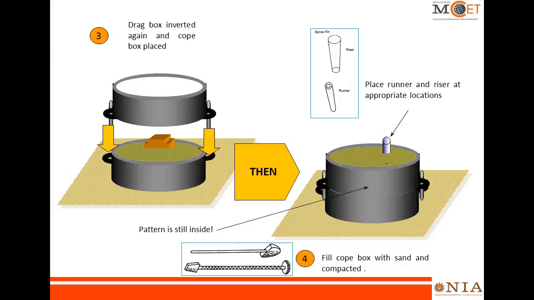Before that, we have to insert the sprue pin, the runner and riser at appropriate locations. Runner just slightly away from the pattern, and riser directly above the pattern. And this cope box is also to be filled with the sand and has to be compacted. So compaction is done by the rammer.